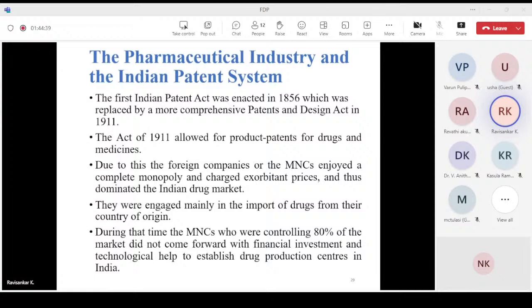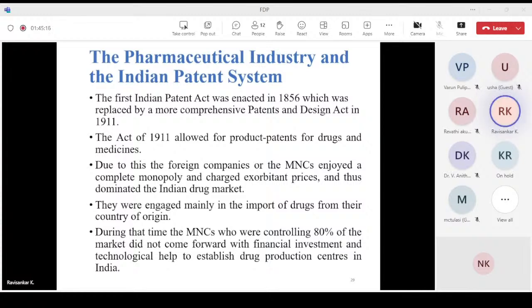So when patents are allowed to protect drugs and medicines, foreign companies or multinationals enjoyed a complete monopoly. When the drug is developed, the MNCs will protect the drug using a patent, for which they will get protection up to 20 years. Because of this, other companies or third parties cannot prepare or market the same drug in India, which gives MNCs a monopoly, and they can charge whatever prices they want.